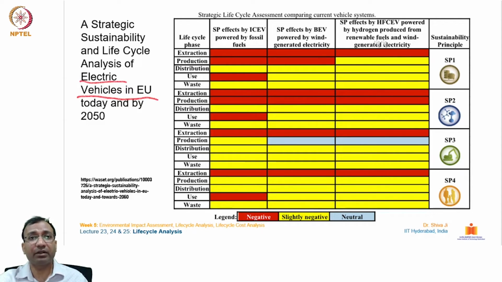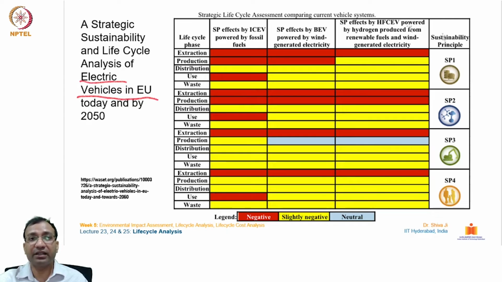Even if it is taken from renewable fuels and wind-energy-generated electricity, it is still taken into the negative area, because extraction as a process has a lot of impact on the surroundings and the ecosystem of any place. So extraction, in principle, is kept in the negative category only. In the production part, these two are in the red, but if it is consuming energy from renewable sources, then it is taken into a slightly negative area.